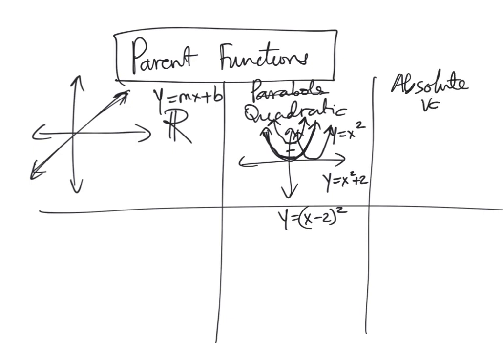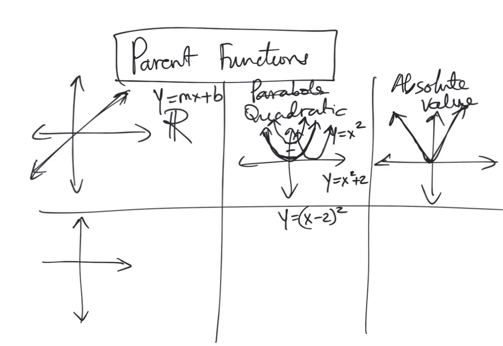So we have the linear function, we have the quadratic function, and we have the absolute value function. For the absolute value function, it looks like a V. So think of it like a V. That's an absolute value function. You can move it up, to the right, to the left, down, and so on. Then we have a square root function. The square root function kind of looks like that. That's a square root function.